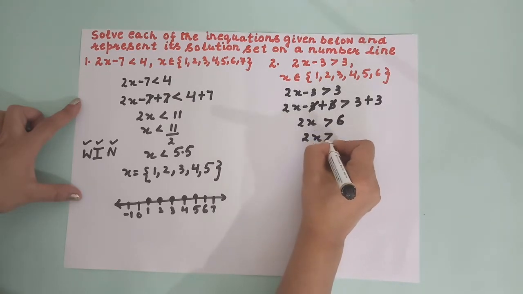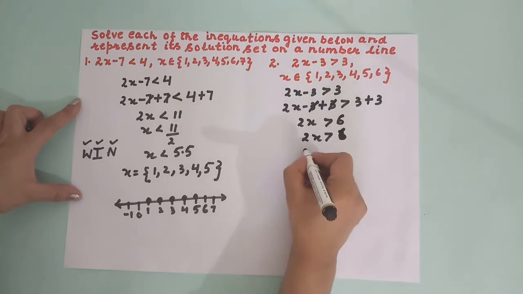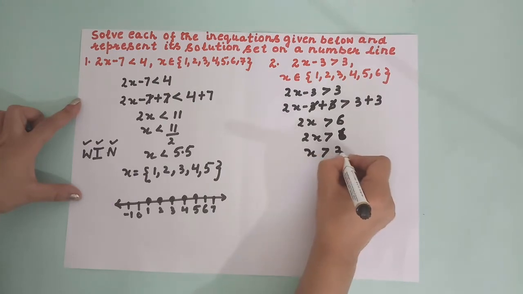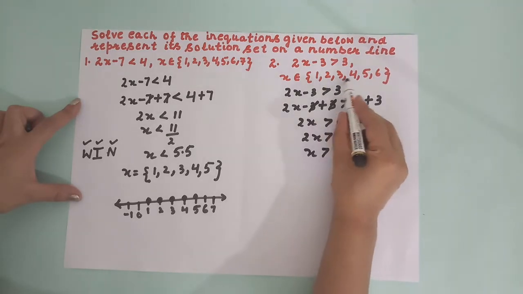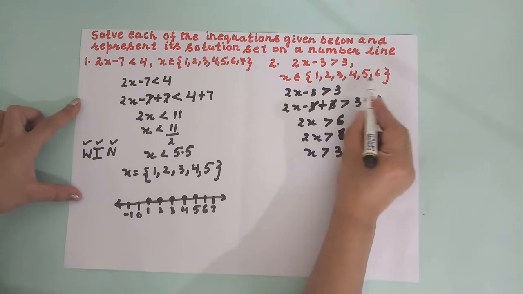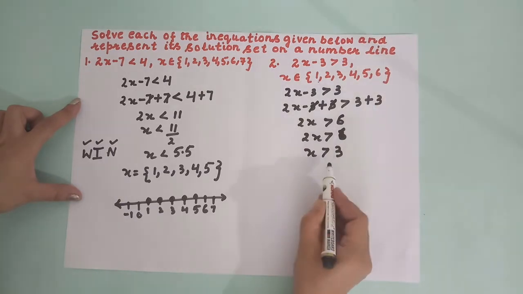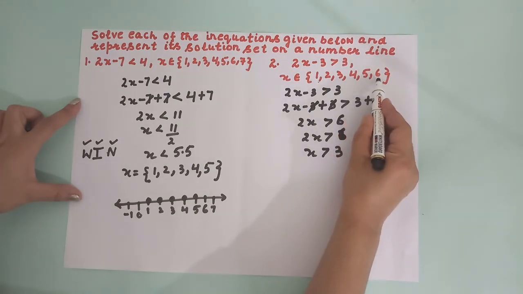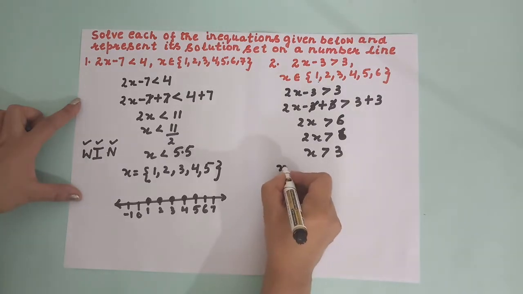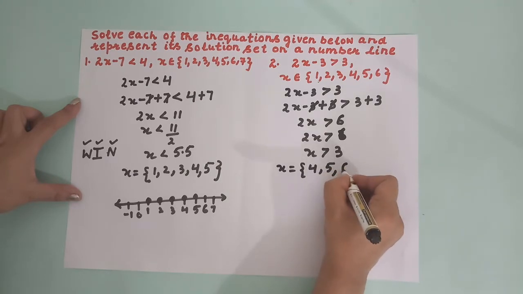So 2x is greater than 6, divided by 2 is, sorry, first you will write 6 and in the next step your x is greater than 3. Right? Now your x is greater than 3, you will go to your replacement set over here. This is not the solution set, this is the replacement set. You will go to your replacement set and check for all those numbers which are greater than 3. So which numbers are greater than 3 here? 4, 5 and 6. That becomes your solution set. So x is equal to 4, 5 and 6.